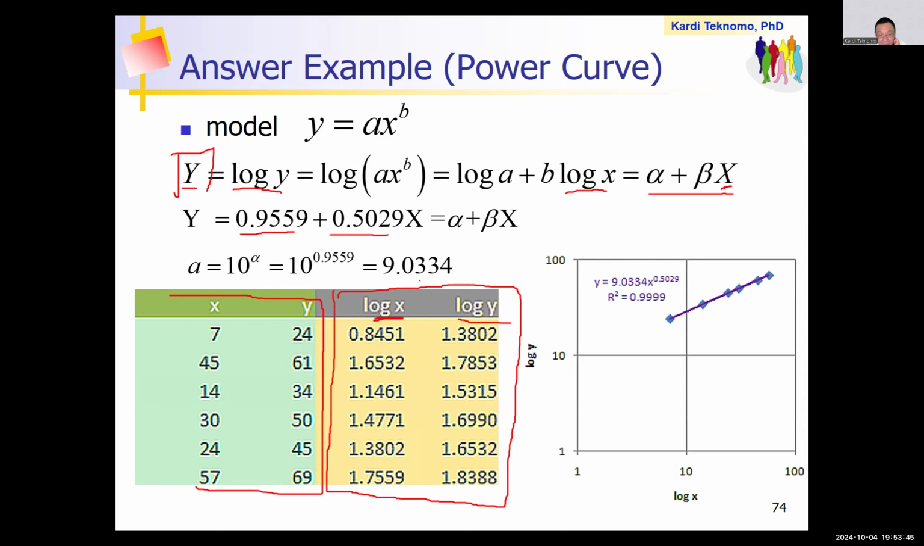And then, because you already have the slope and intercept, you need to return to the original model, which is A and B, not alpha and beta. Beta is equal to B, so in that case, no problem. But for alpha, here I used log 10, so in this case I put 10 exponent alpha, and I get this value. Okay, is there any question up to here?